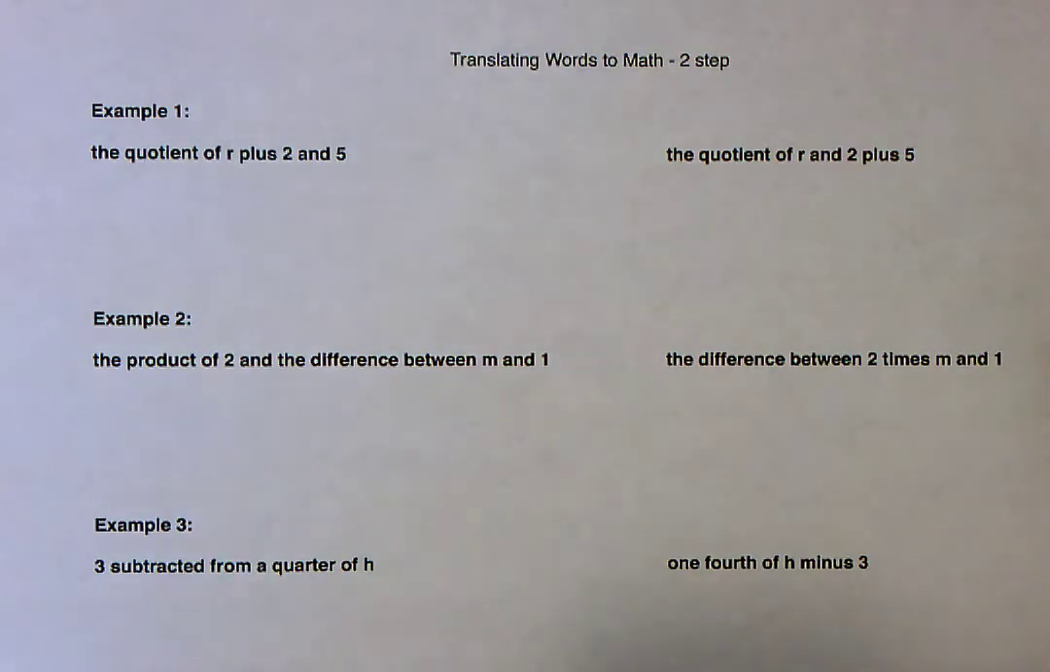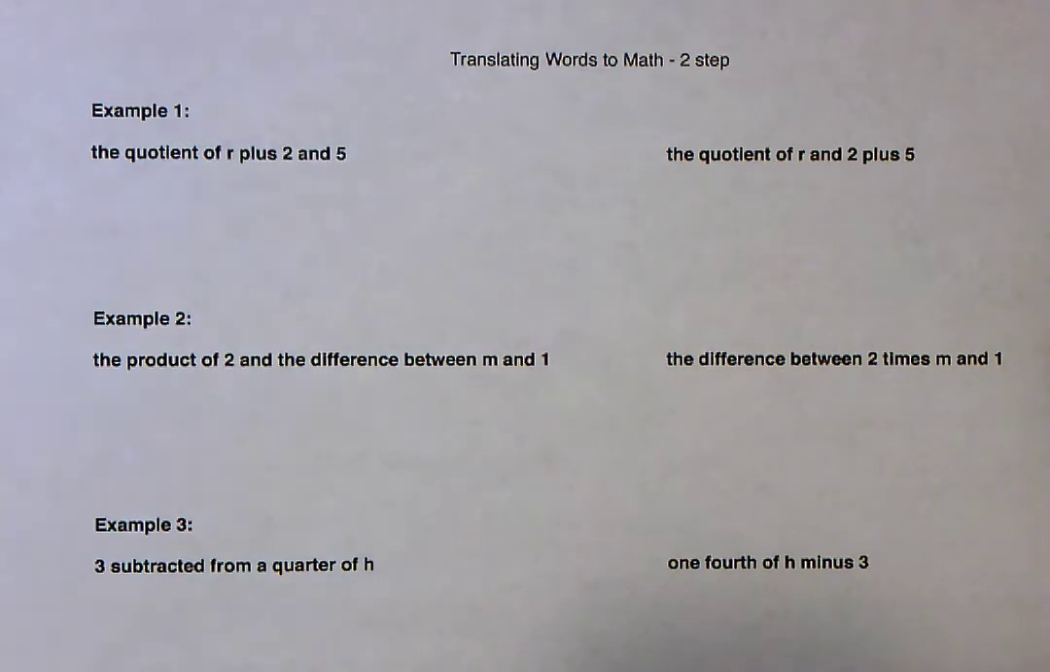Hi, in this video we're going to be looking at translating words into math. These are the two-step expressions, and the ones I'm going to show you are a little more challenging. So for example, number 1, you have the quotient of r plus 2 and 5, and you have the quotient of r and 2 plus 5. These are similar, but it depends on where you place the and, or where you place certain words.